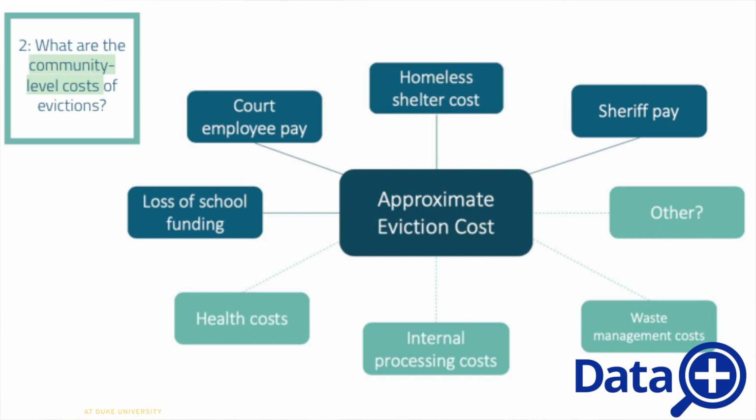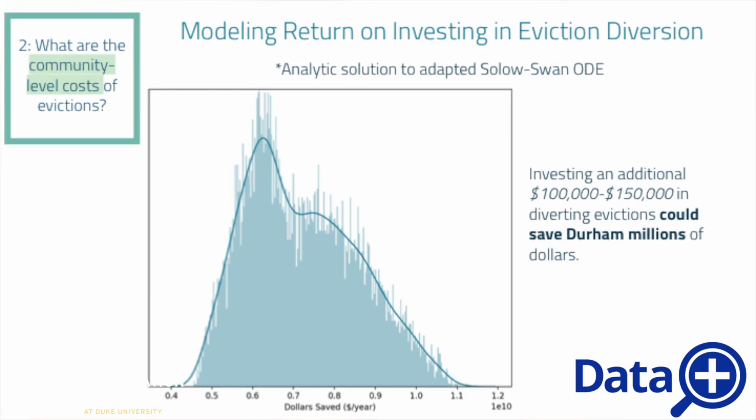Just looking at the number of homeless people that are affected, the number of the healthcare costs. So seeing if Durham is able to divert those evictions, they can actually save a lot of money.